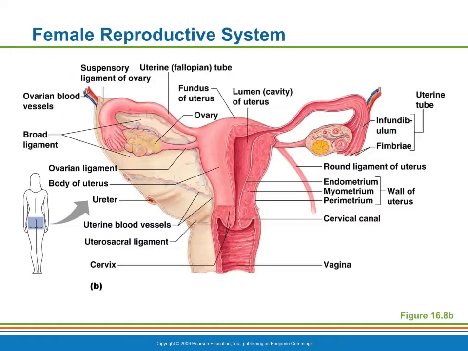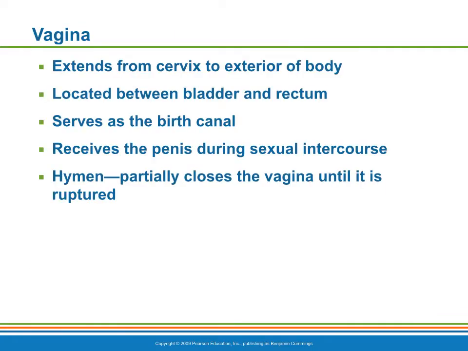Okay, now moving on. All right. Next we have the vagina. The vagina extends from the cervix to the exterior of the body. It's located between the bladder and the rectum, and it serves as the birth canal. This is the area that also receives the penis during sexual intercourse, and there is a layer that partially closes the vagina until it is ruptured, and this is called the hymen.